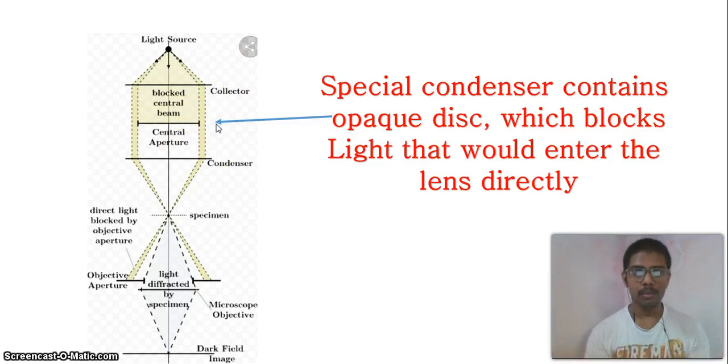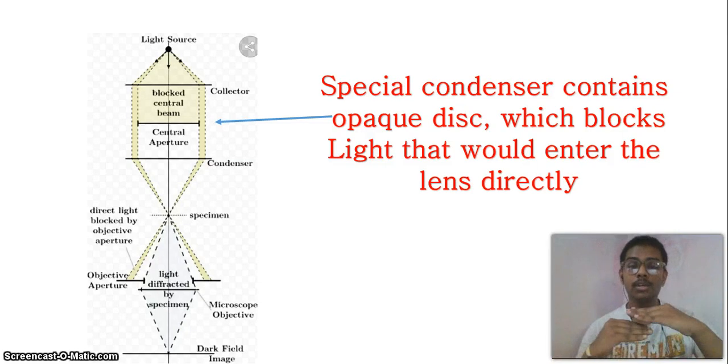Apertures can be of two types. By using an aperture, you can block the diffracted light or you can block the undiffracted light. Here they are using a light aperture which can block the central light, called a central aperture, which will block the undiffracted light, which does not contain any information. That's why you are getting better specimen details in your image.